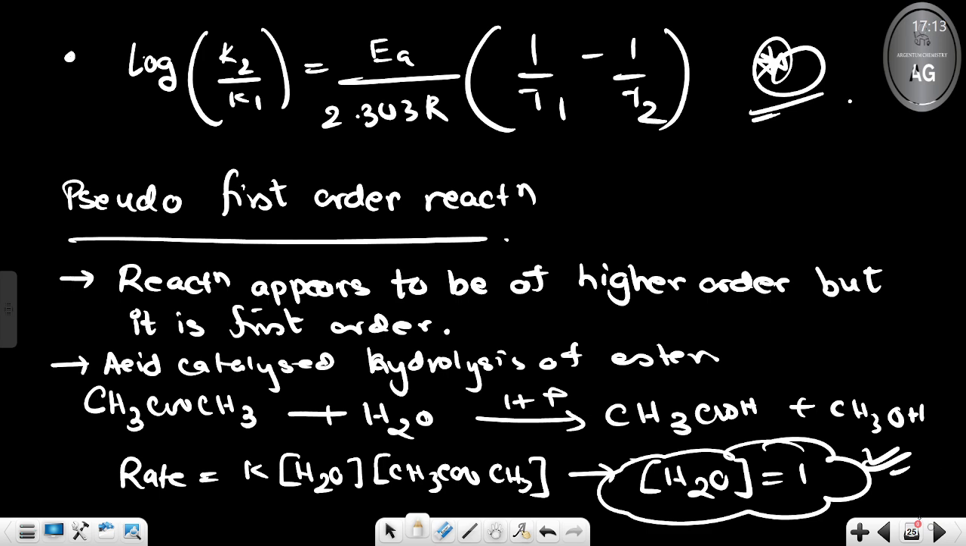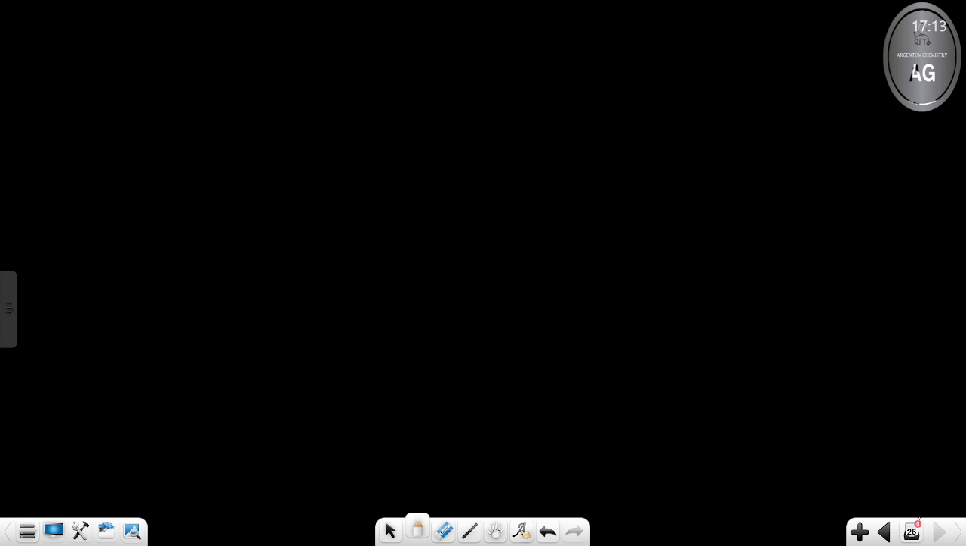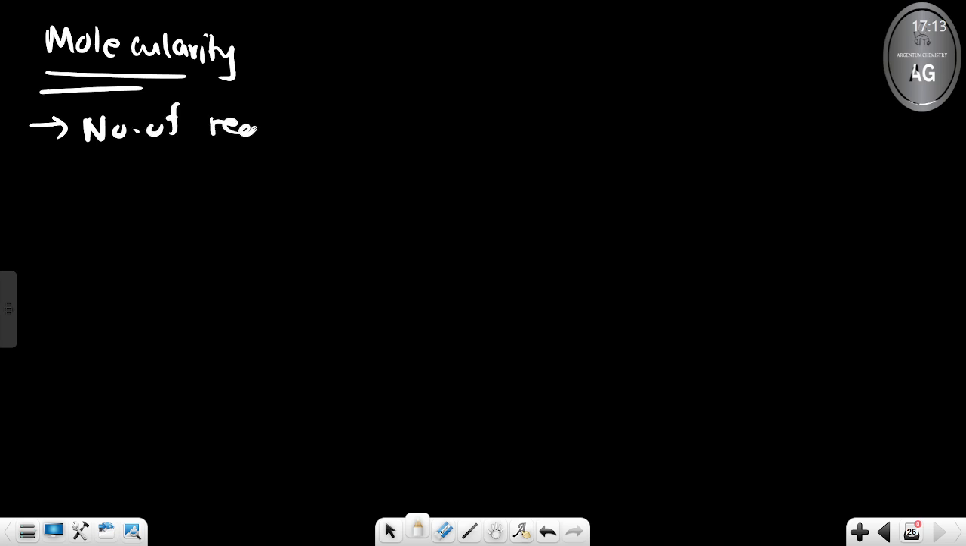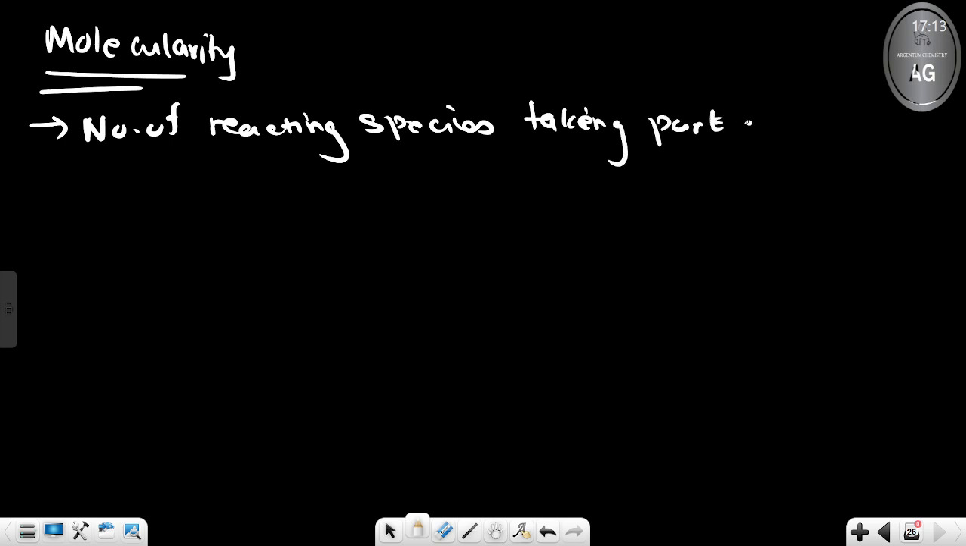Next and the last topic of this chapter, it is molecularity. What is the topic? Molecularity. Very, very important topic. What exactly is molecularity? Molecularity is basically the number of reacting species taking part. The number of reacting species taking part in a reaction will be called molecularity.